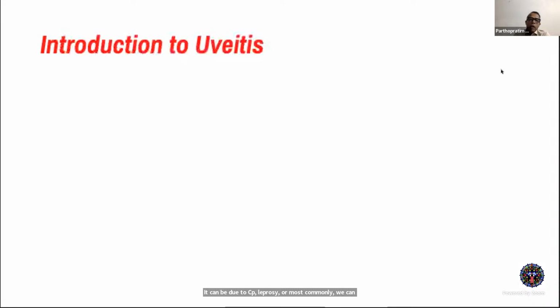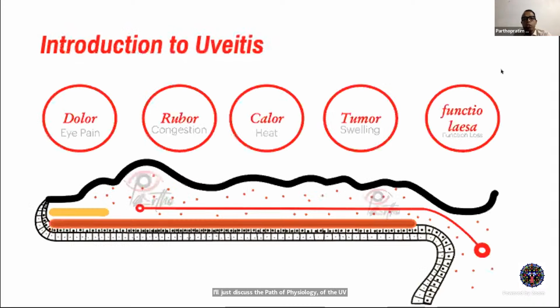Now, we have already gone through the anatomy of the iris. Let us just go to the uveitis. So what I'll do is discuss the pathophysiology of uveitis with the help of a case of iritis, which means inflammation of the iris tissue.